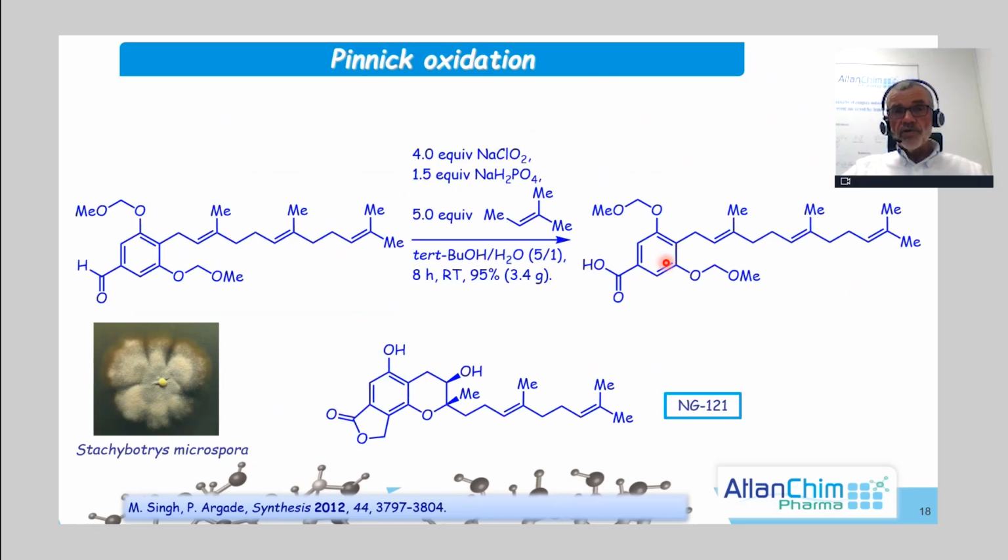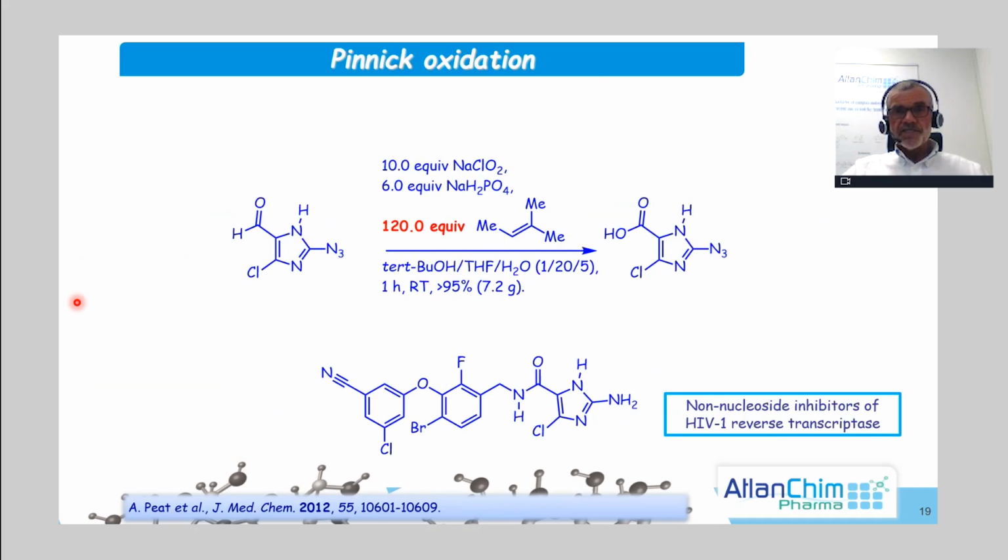In the total synthesis of this chromanol with antibacterial and antifungal activity isolated from this filamentous fungus here, this aldehyde was oxidized to the corresponding carboxylic acid in excellent yield on a multi-gram scale by a classical Pinnick oxidation. No epoxidation of the electron-rich carbon-carbon double bonds was observed.